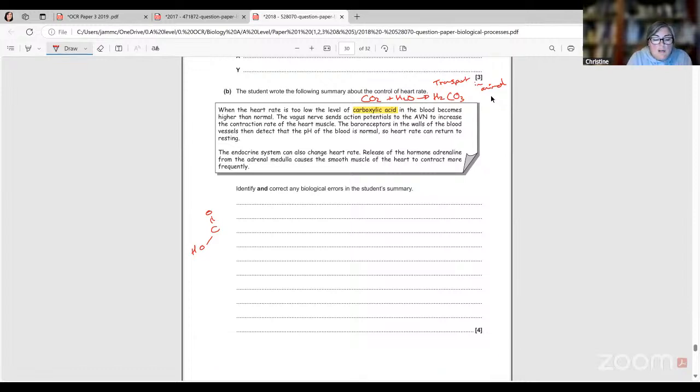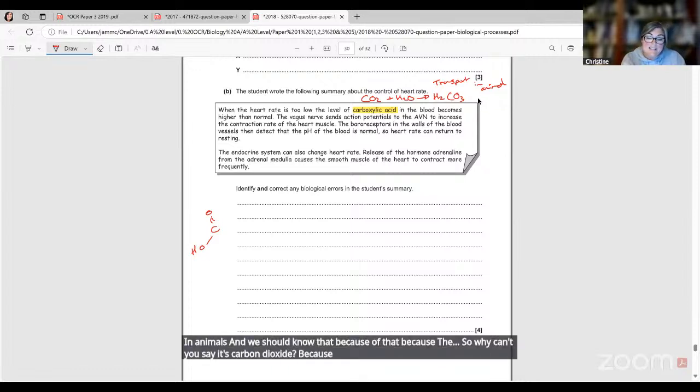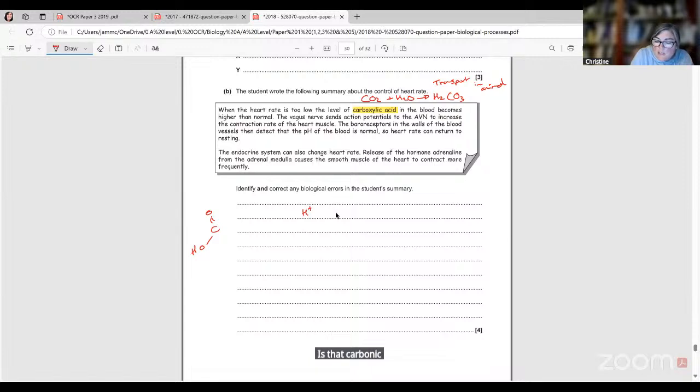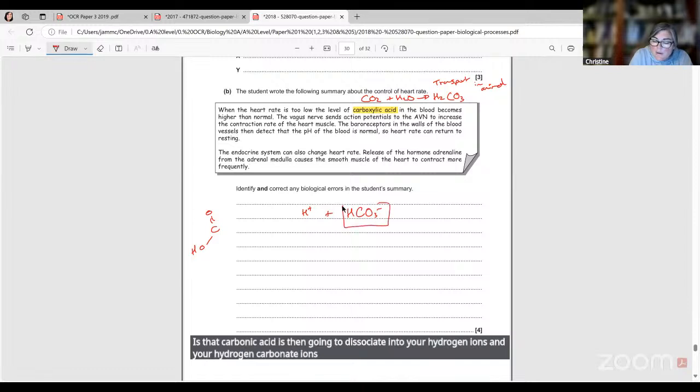So why can't you say it's carbon dioxide? Because the carbon dioxide is never carried as carbon dioxide. The carbon dioxide is always going to be converted into carbonic acid. And then that carbonic acid is going to dissociate into your hydrogen ions and your hydrogen carbonate ions. So your carbon dioxide is actually carried as hydrogen carbonate ions rather than carbon dioxide on its own, because the levels of dissolving are much lower. So this is a more efficient way in which they can transport the carbon dioxide.